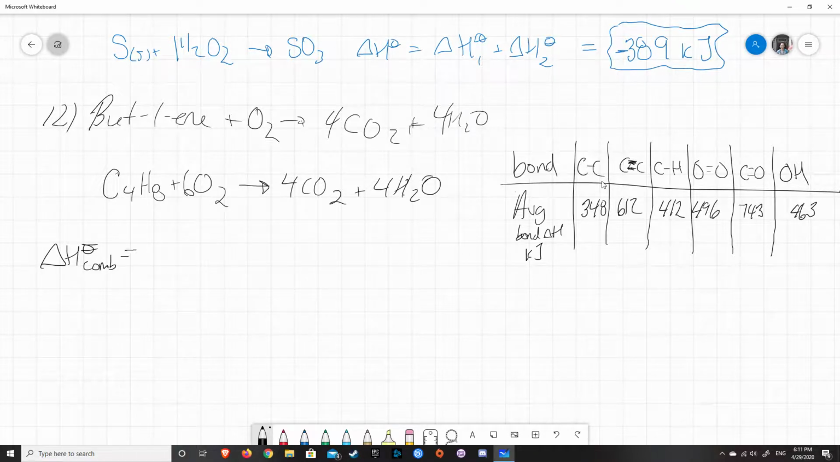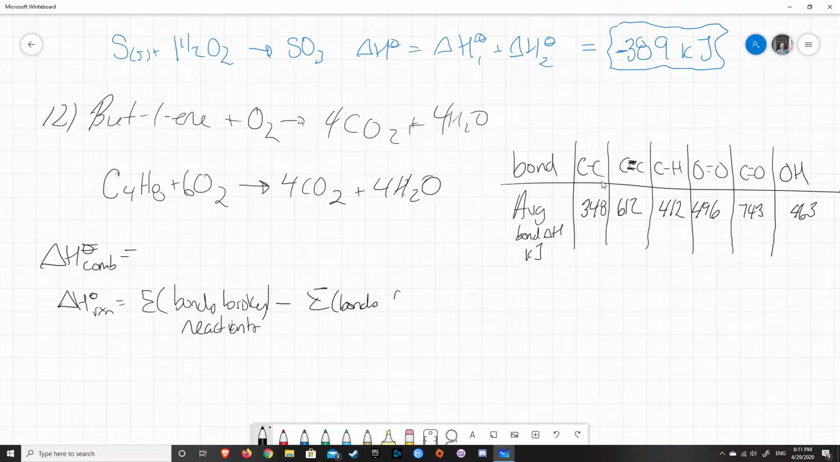So let's solve this. We know that we need to use the formula for bond enthalpy, and I'll rewrite that formula like I have in the last videos. Delta H naught of reaction is equal to the sum of bonds broken, which is another way of saying reactants, minus the sum of bonds formed.